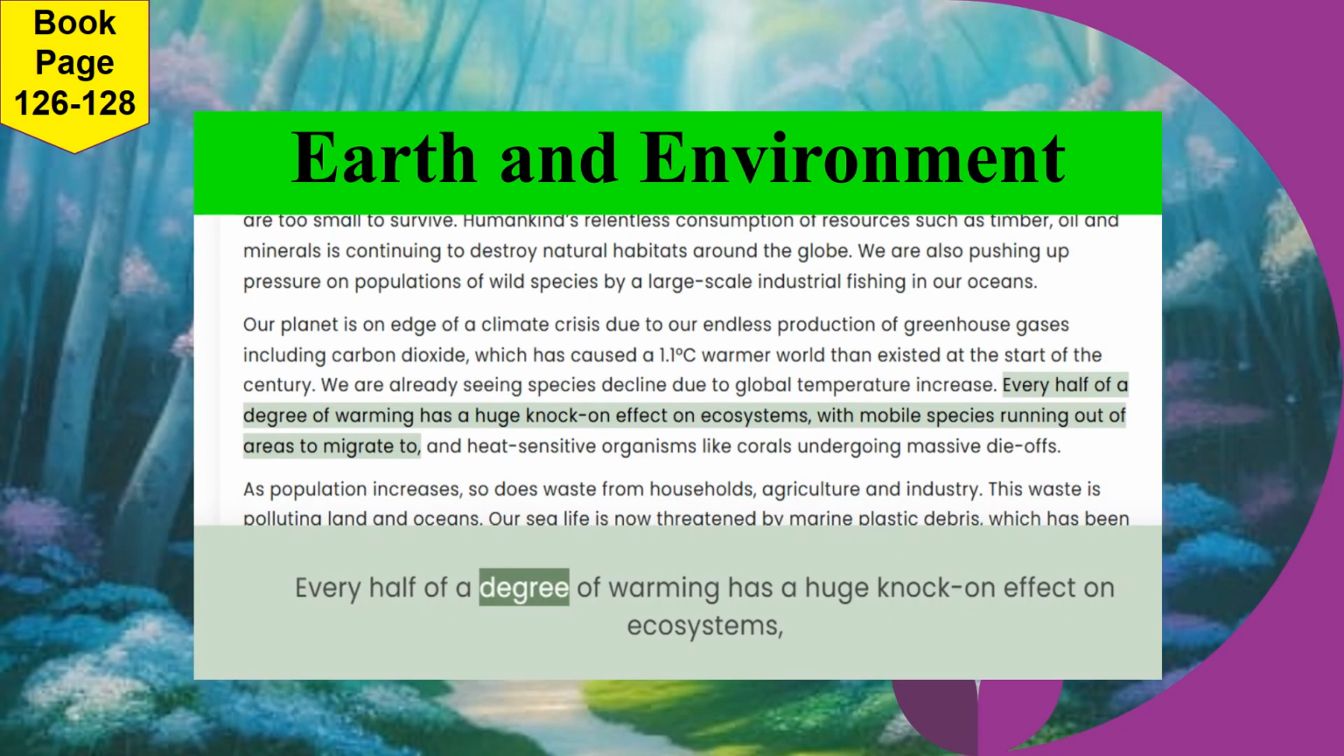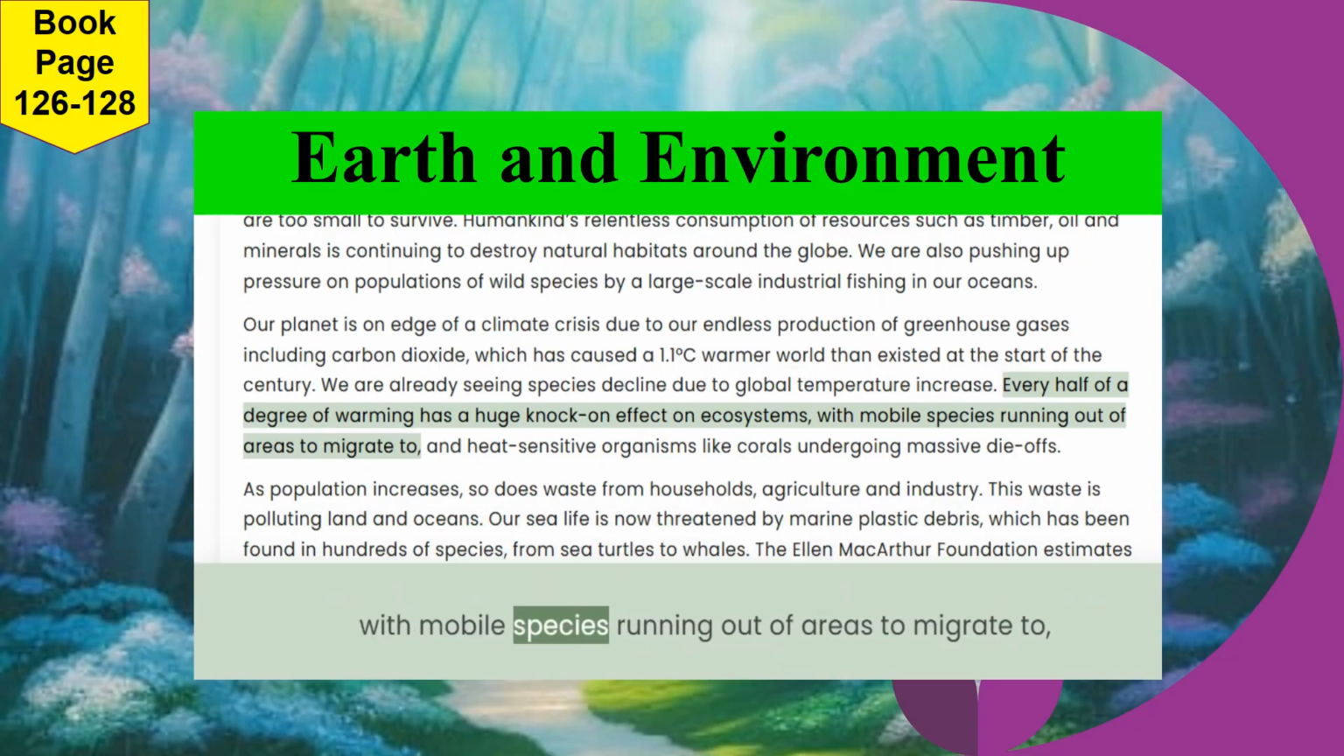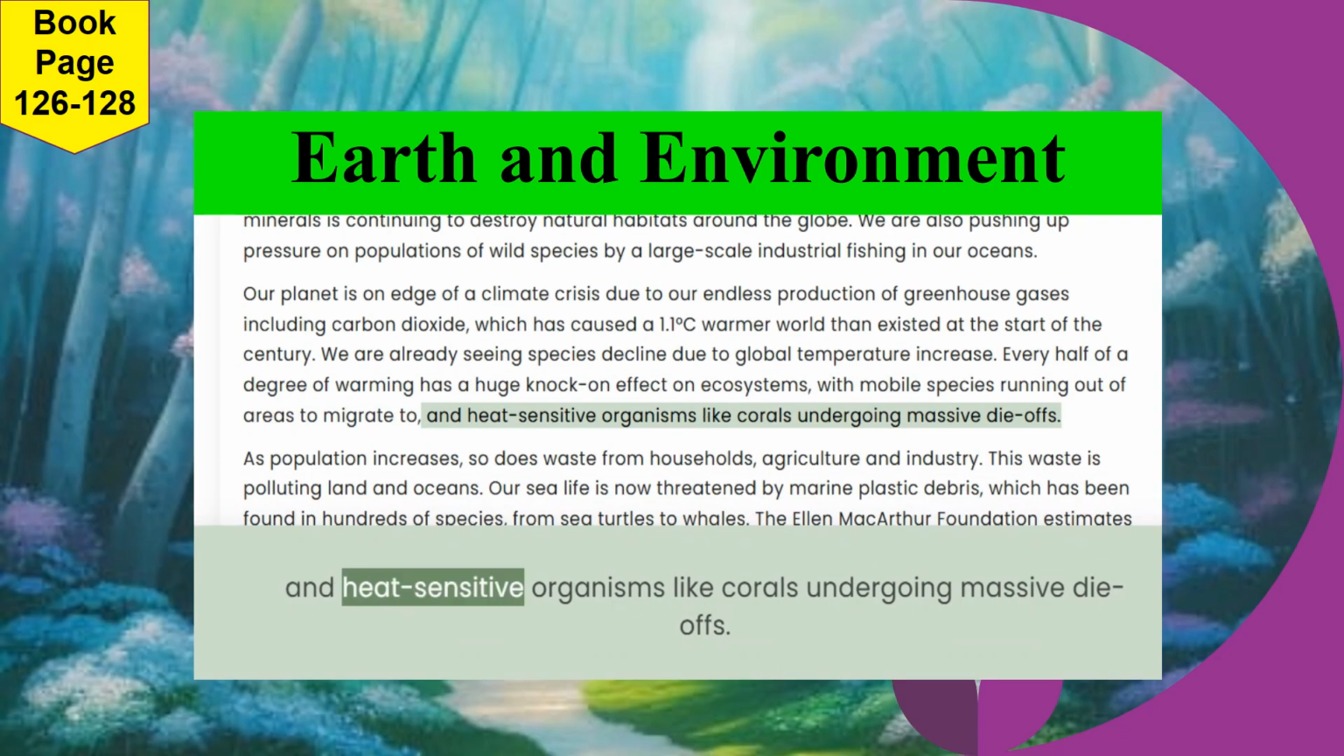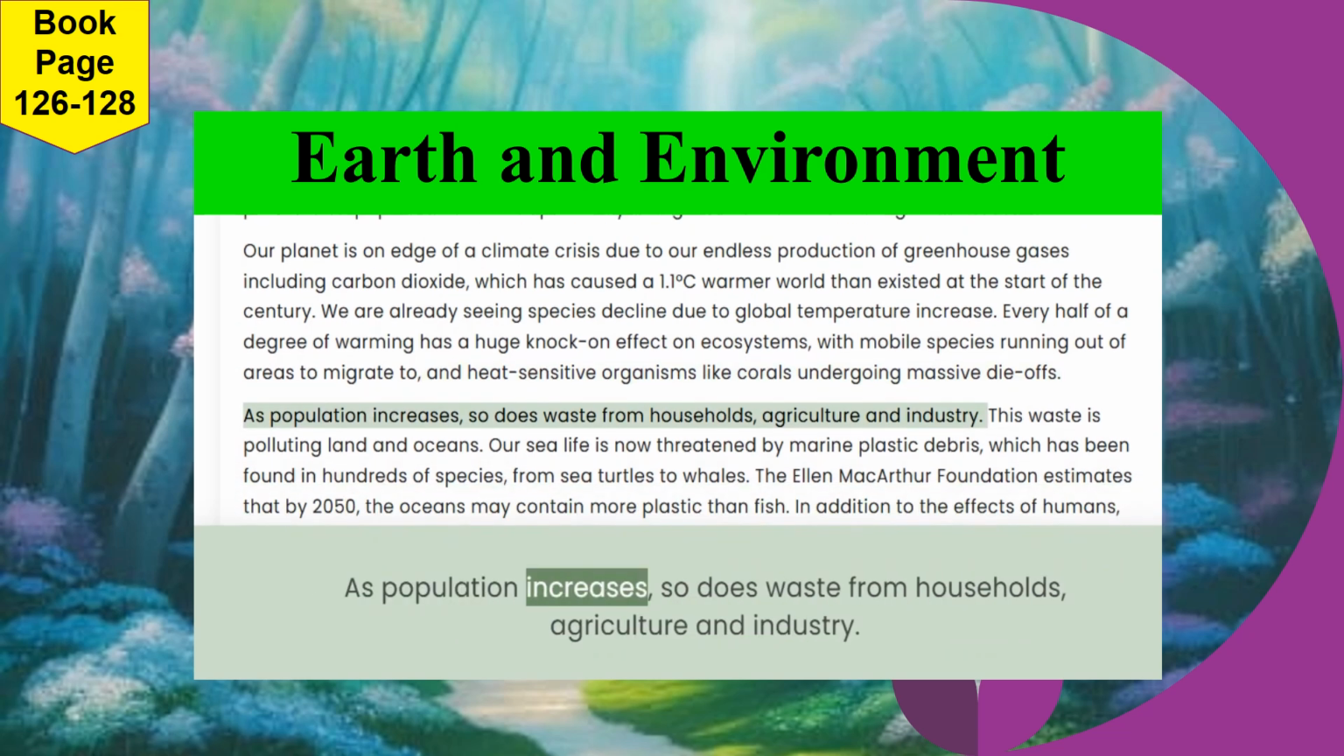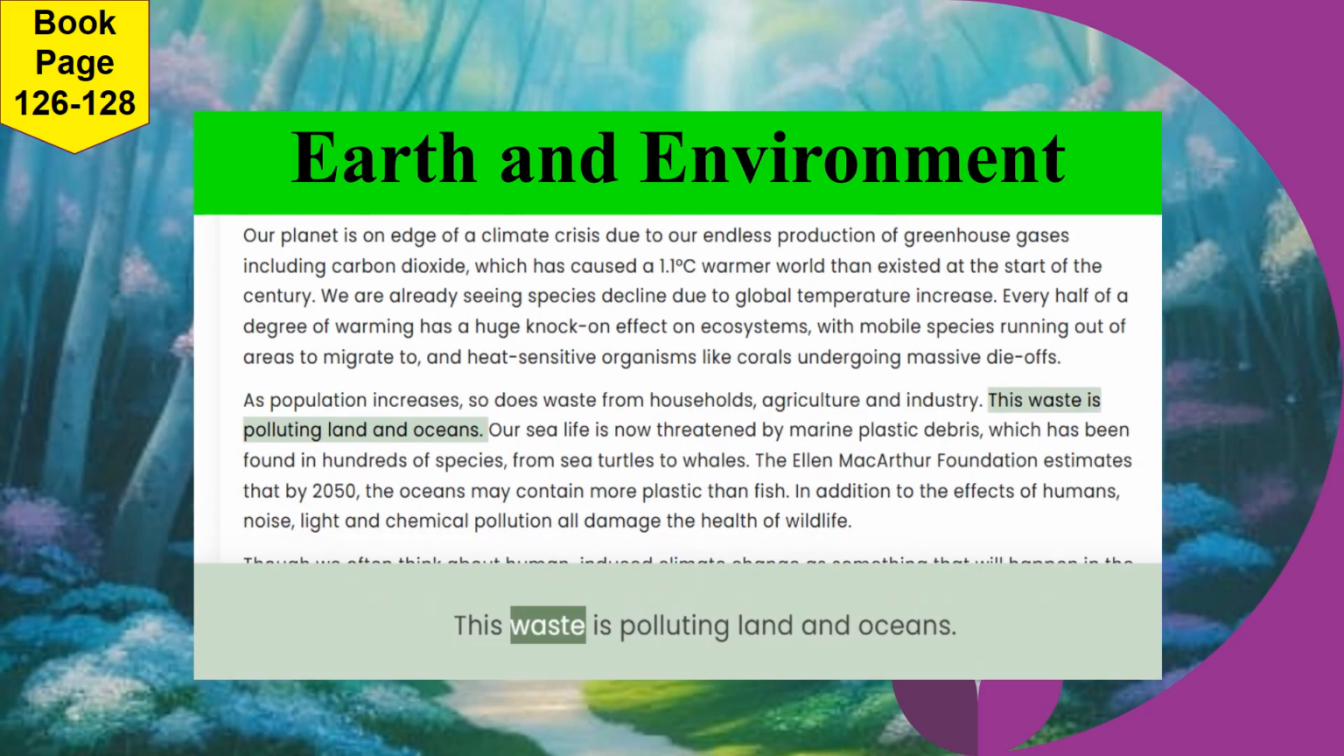Every half of a degree of warming has a huge knock-on effect on ecosystems, with mobile species running out of areas to migrate to, and heat-sensitive organisms like corals undergoing massive die-offs. As population increases, so does waste from households, agriculture, and industry. This waste is polluting land and oceans.